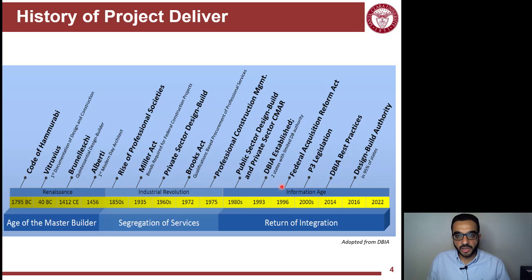So let's first have a very quick historical background of how projects were viewed to be delivered through history. Going all the way back to around 1800 BC, Hammurabi from the Persia or Iraq region had a code for social, justice, and legal systems. And part of that code was, if you build a building, you're responsible for the safety of those in this building.